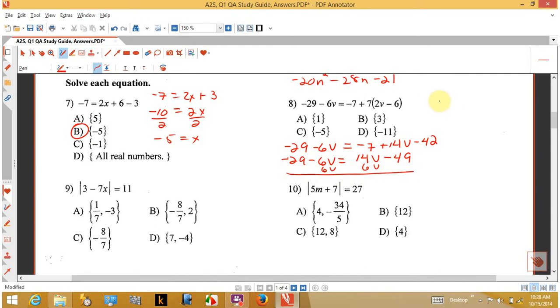So I will have negative 29 is equal to 20v minus 49. Now I'm going to add 49 to both sides. So I would have 20 is equal to 20v. 1 is equal to v.